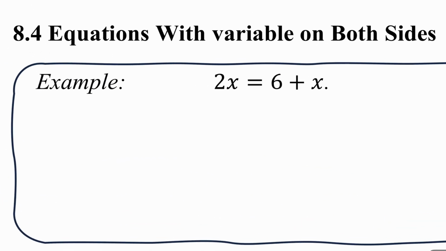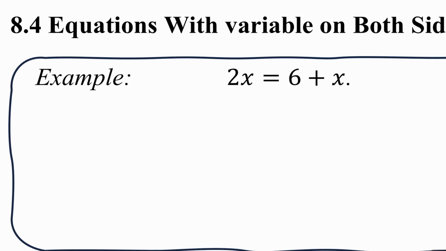Okay, so look at the first example. 2x equals 6 plus x. Look here. The variable x is on the left hand side. At the same time, the variable x is on the right hand side. On the left hand side, the term is 2x and on the right hand side it is just x. So what I'm going to do is move this x to the left hand side. After that, I have all the x terms on the left hand side only. So let's get started. Equal.